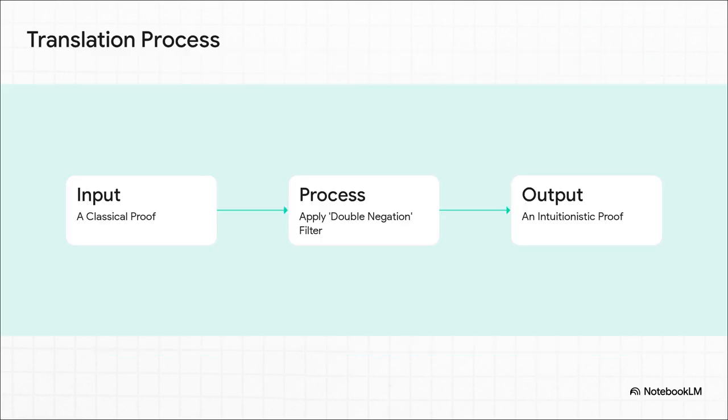So how does this magic trick actually work? Well, you start with a classical proof. Then you run it through this special double negation filter. What it does is it rephrases key statements by adding "it is not the case that not," which sounds a little clunky, but it subtly changes the entire logical structure. And the output? A brand new proof that is now perfectly acceptable in that much stricter world of intuitionistic logic.